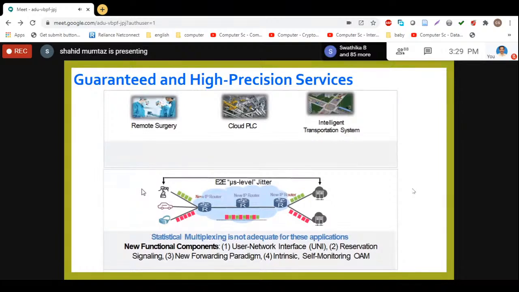You need your transport system to be very intelligent. When you transmit a packet from one side of the world to another side of the world, mostly at the transport layer we use statistical multiplexing, meaning we average the packets and transport them over the router and find the best route. But that is not going to be the case in 5G. We need a totally new architecture at that level. I will explain in the next slide as well. So there will be new functional components like user-centric interface, user network interface, reservation signaling, new forwarding paradigm, monitoring. So this will change your whole structure.